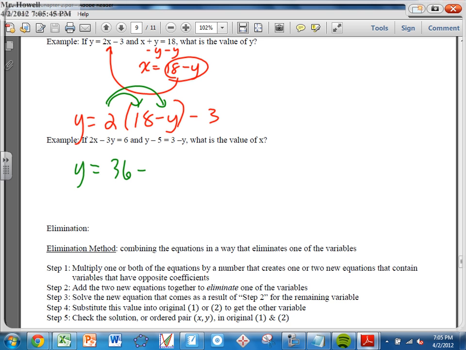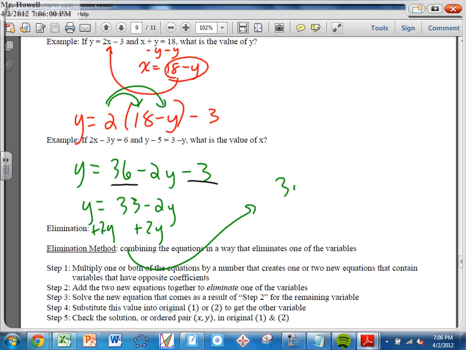36 minus 2y minus 3. I'm going to get y equals, and I'll combine like terms. These are clearly like terms. That's 33 minus 2y. I'm going to add 2y. It's going to become 3y equals 33, and thus y equals 11. Same exact answer as before.